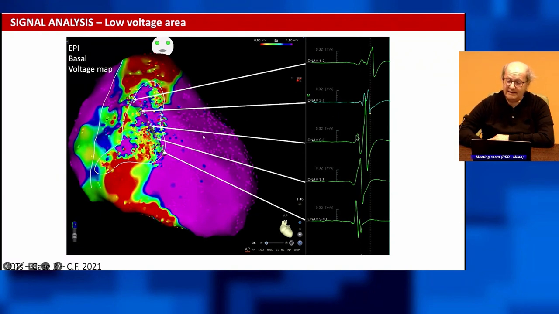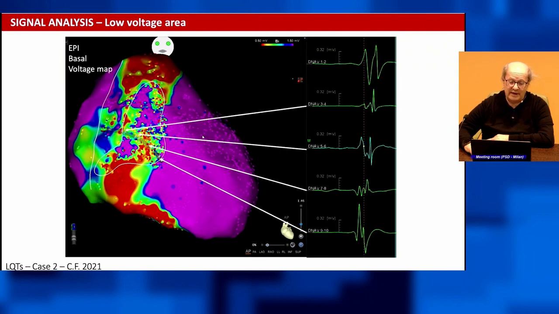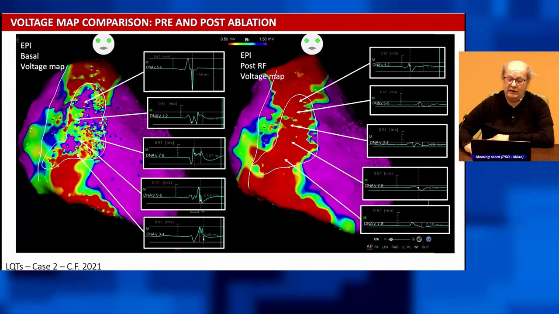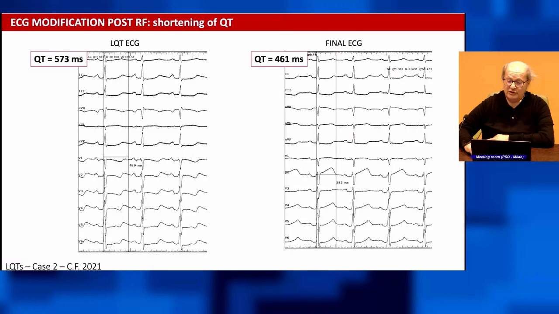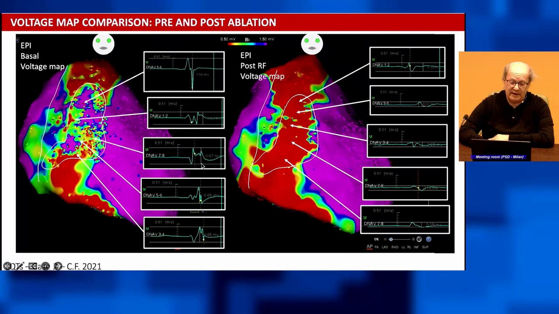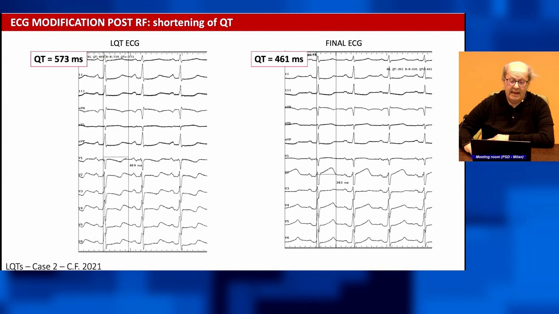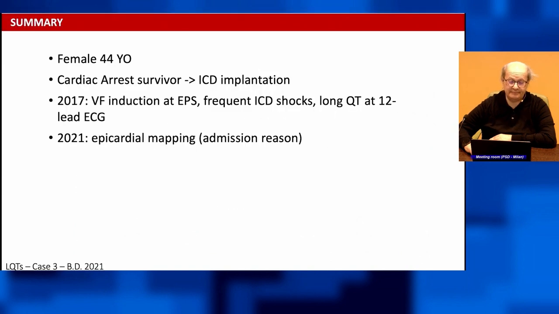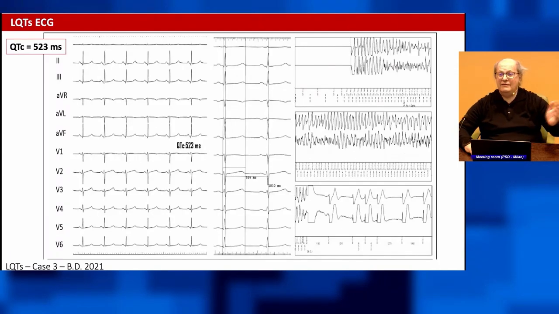And once again, the signature was similar, double potential. The homogenization, the same approach. I want to show this. This double potential is very typical and very abnormal, usually not present in the normal epicardial layer. And the long QT became a pretty normal QT, 100 milliseconds less just after the ablation, and this is clearly visible on the EKG. One more patient, but we have many examples.